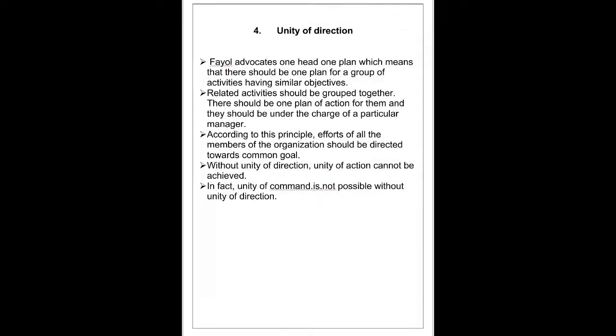Unity of direction. Fayol advocates one head, one plan, which means that there should be one plan for a group of activities having similar objectives. Related activities should be grouped together. There should be one plan of action for them and they should be under the charge of a particular manager. According to this principle, efforts of the members of the organization should be directed towards a common goal. Without unity of direction, unity of action cannot be achieved. In fact, unity of command is not possible without unity of direction.